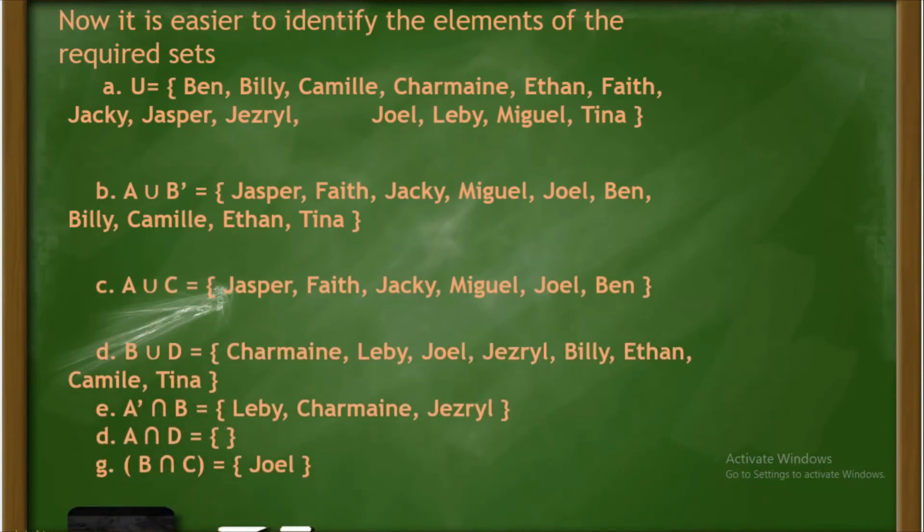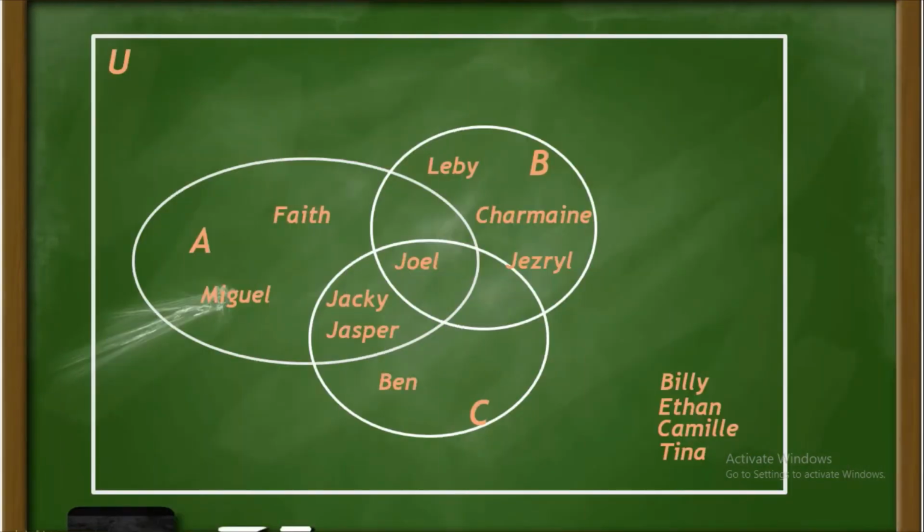Letter E, A complement intersection B. So, ano yung A complement? Yun yung mga element ng A or mga element ng U na wala sa A. At yun ay sina Lebby, Charmaine, Jezreel, Ben, Billy, Ethan, Camille, and Tina.